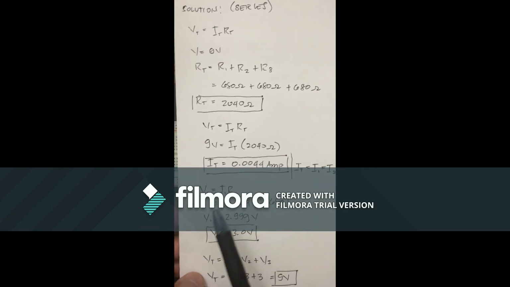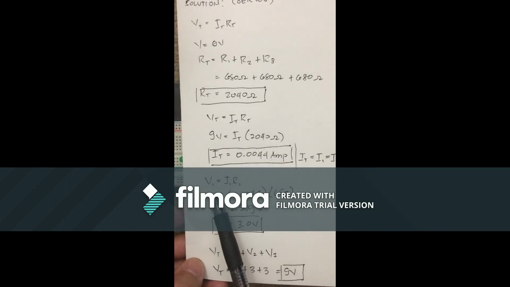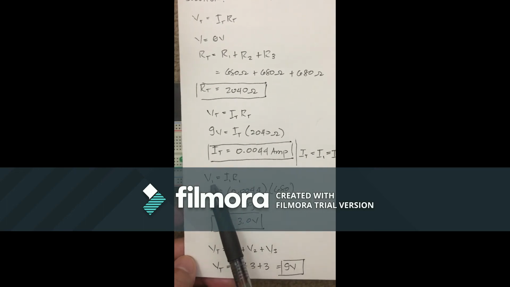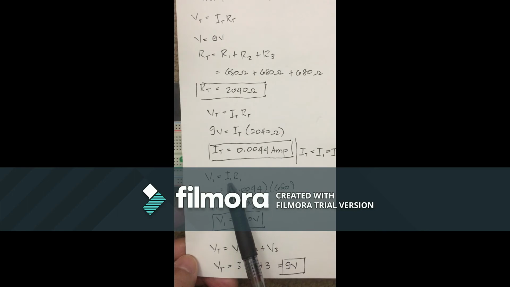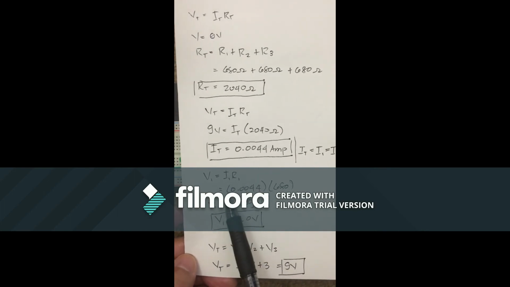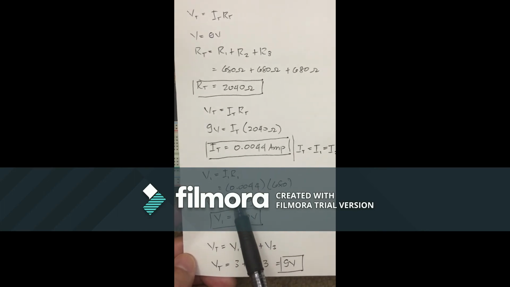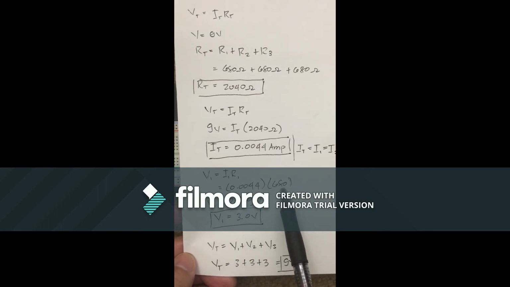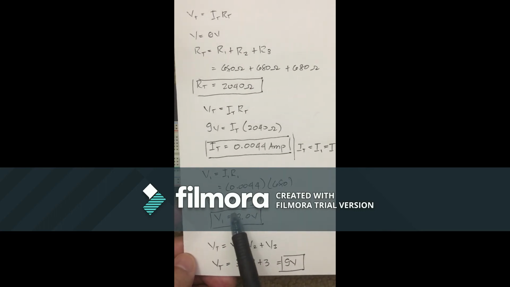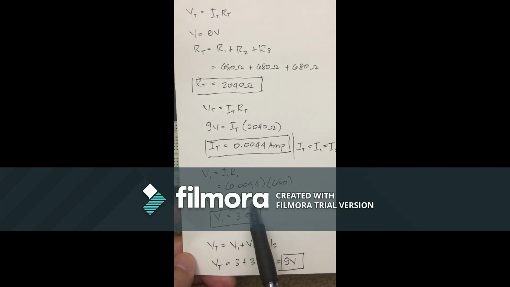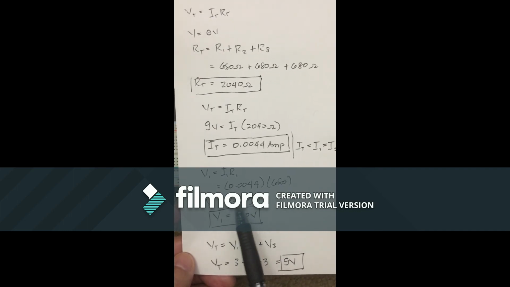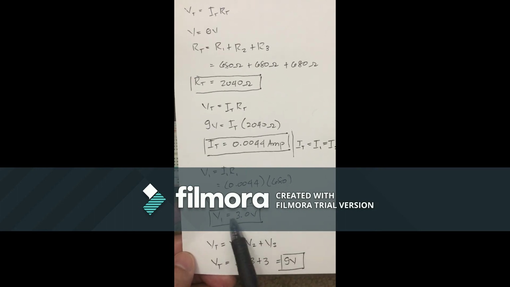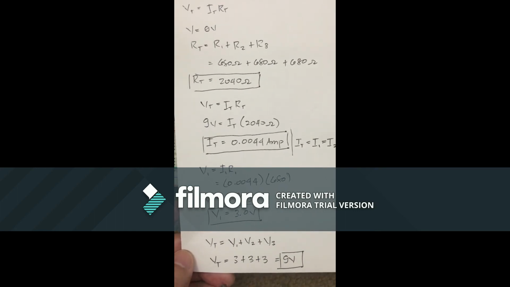So substituting that value, to get the voltage drop, V1 is equal to I1 times R1. So that is 0.0044 times 680, which gives us 2.999 volts. And rounding that off, we get 3 volts.